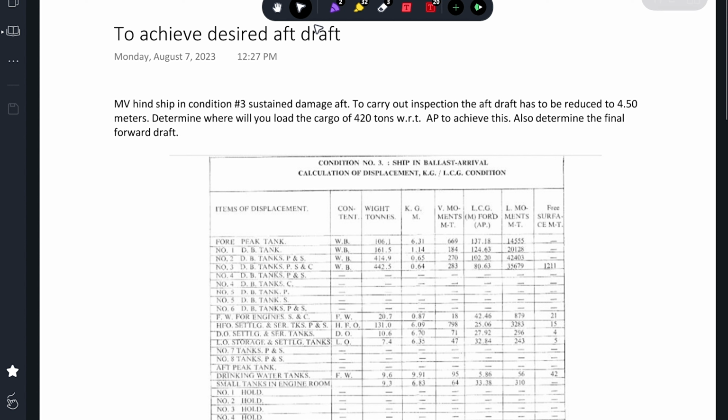So this question is referring us to a condition in MV Hinchip stability booklet. Condition number 3. So we have to first open condition number 3 and see the data there. The aft draft has to be reduced to 4.50 meters. So this will be the final draft. After loading 420 tons of cargo, our draft aft should be 4.50 meters. So this is a known thing. Aft draft is known. So let's see this condition number 3 I have extracted here.